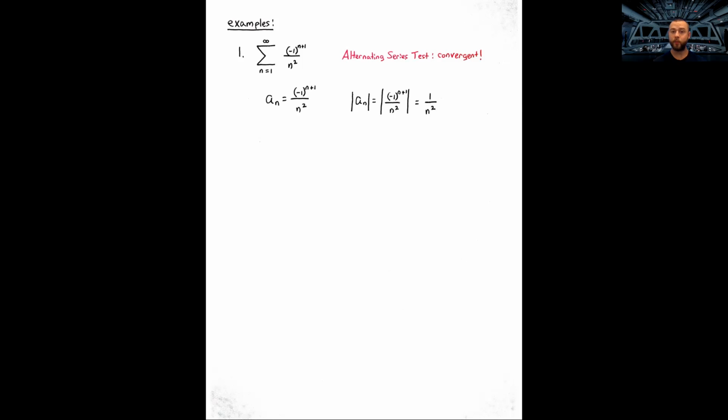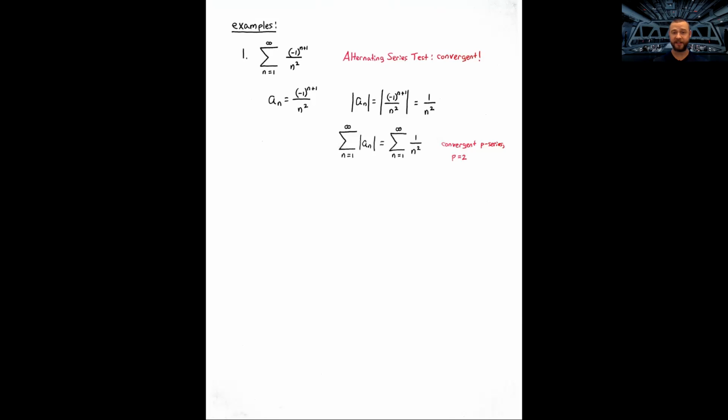All right, this is a long-winded way of just saying the absolute value of a sub n simplifies to just 1 over n squared. Now, if we look at the infinite series with the absolute value of a sub n, what we get here is a convergent p-series. The exponent of n in the denominator is 2, and you might recall for a p-series, if the power p is greater than 1, then your p-series is convergent.